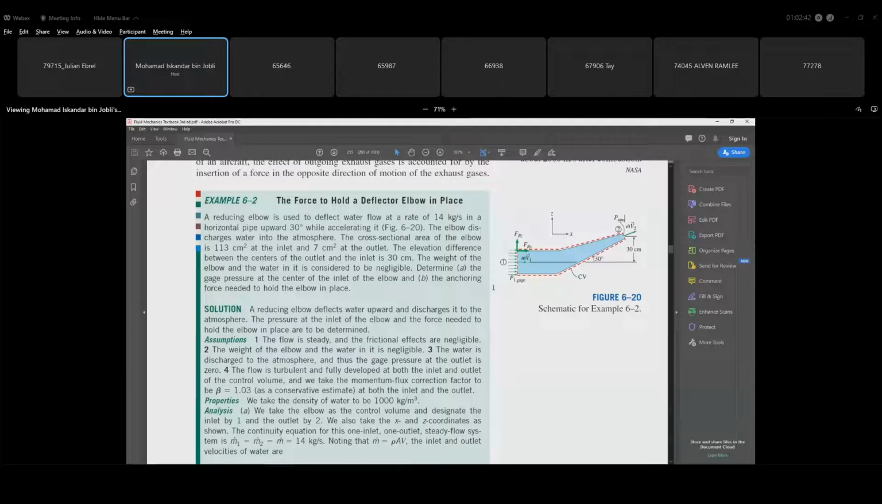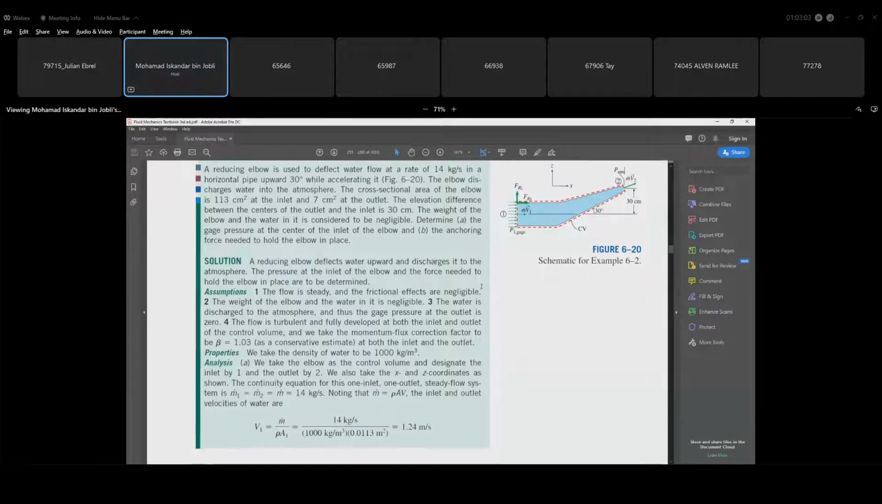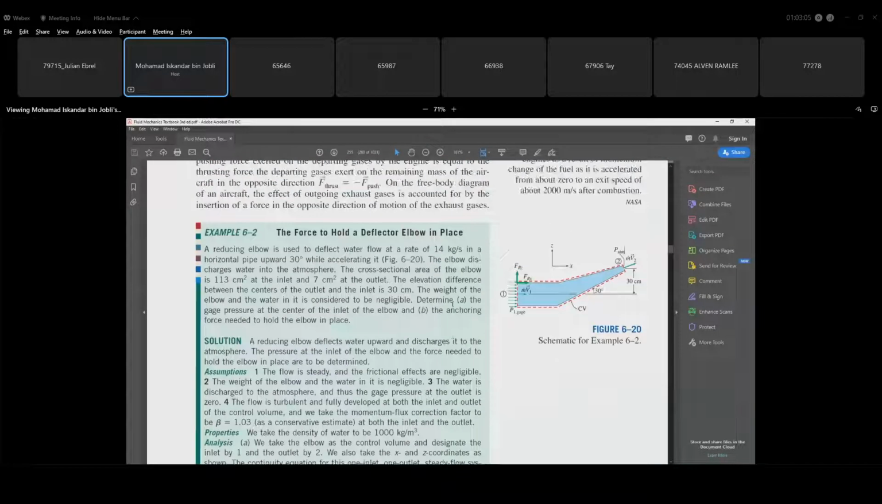That is the force needed to support the momentum of the liquid, the force needed to support the momentum due to the movement of the fluid, mV1 in this case. That's basically what we are trying to find out. Now, actually, this example is quite straightforward.